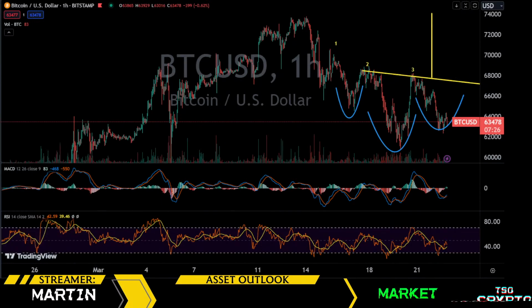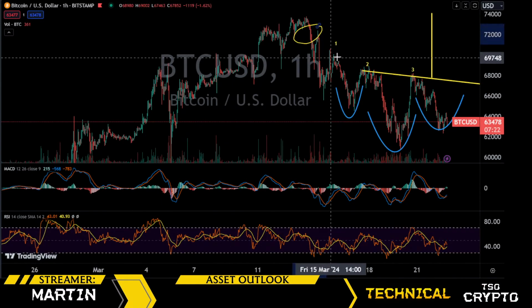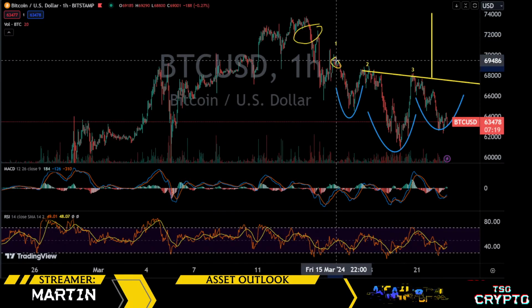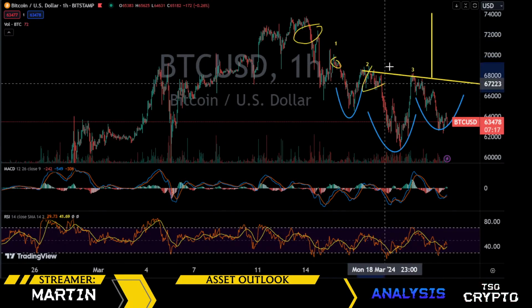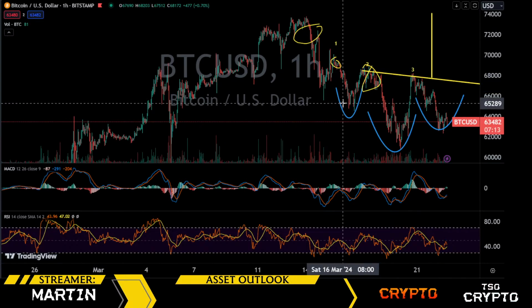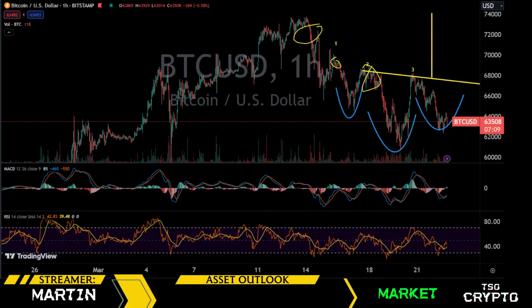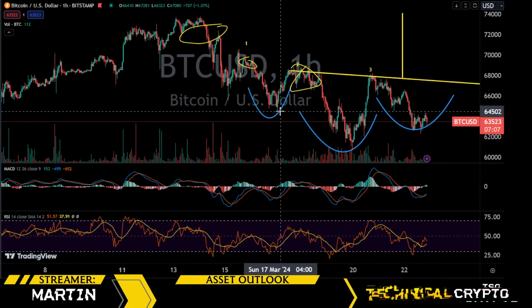So if this is the move, we had our drop, we had our first peak on the 1 hour. So this will be the first peak. This will be the second peak, right? And this is that third peak. Once we broke this line here, I'm going to zoom in a little bit.